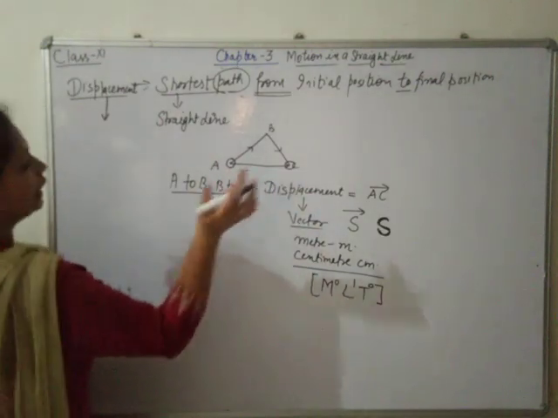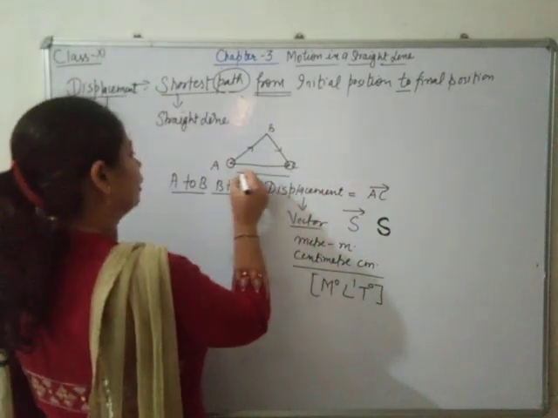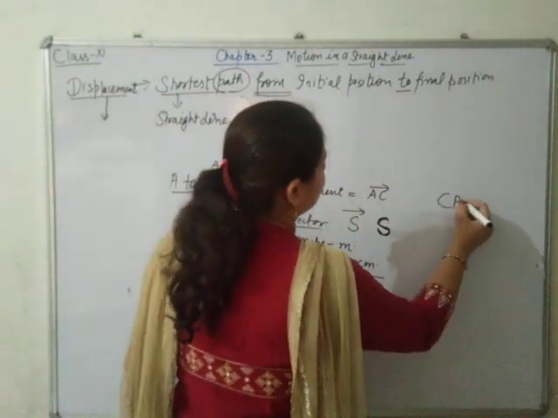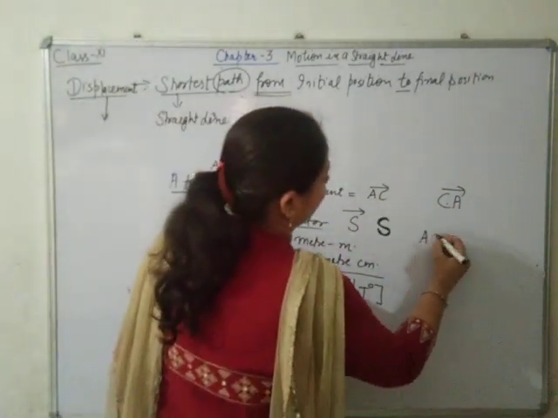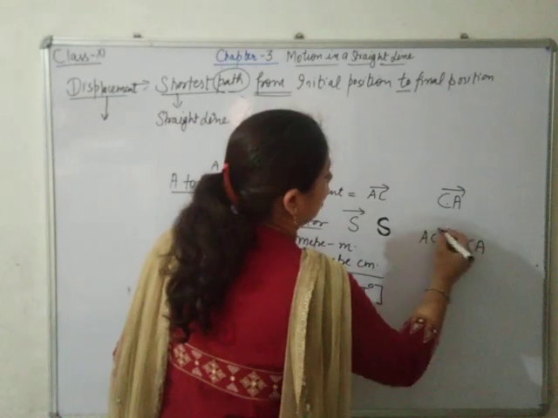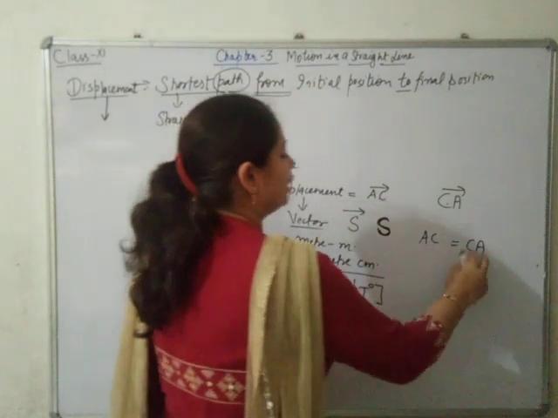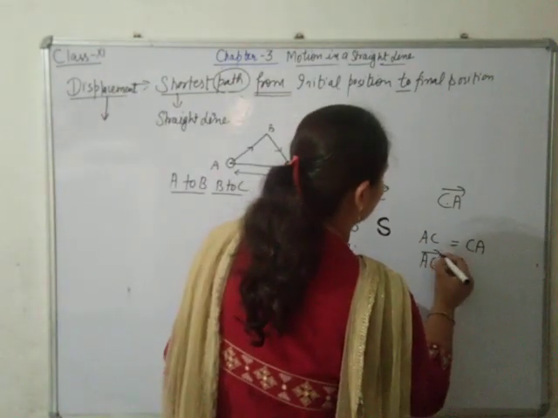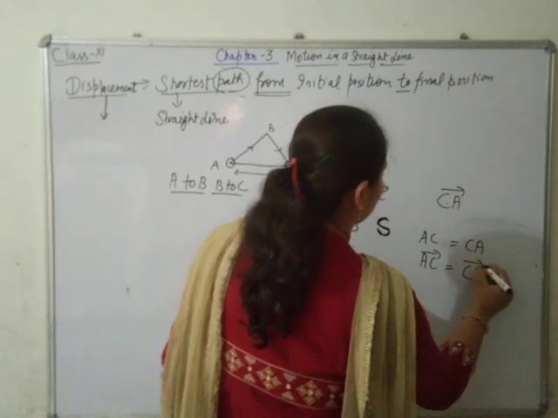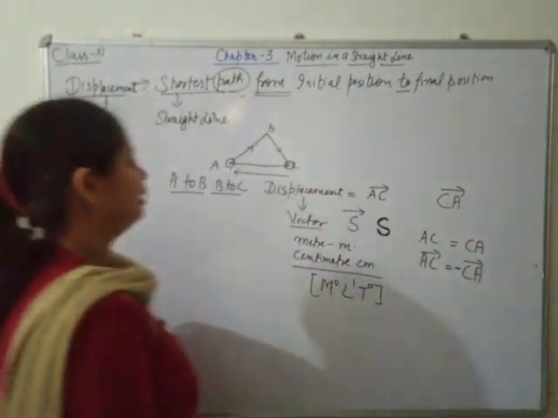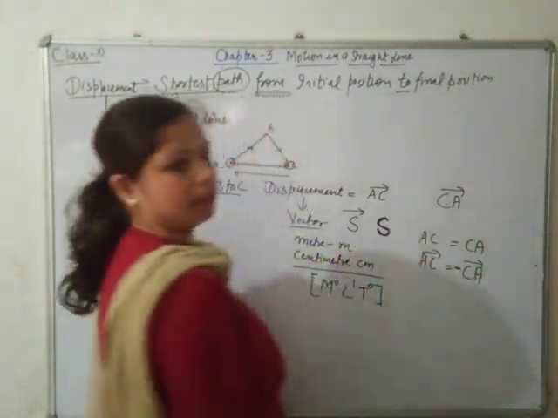Now, for the case, if we draw it from C to A, what will happen? C to A, magnitude, length will be the same. It means AC will be equal to CA without any arrow. Without arrow, without direction, the magnitude of these two is the same. But if we are considering with arrow, with direction, they are equal and opposite. It means AC is never equal to CA in terms of its vectors.